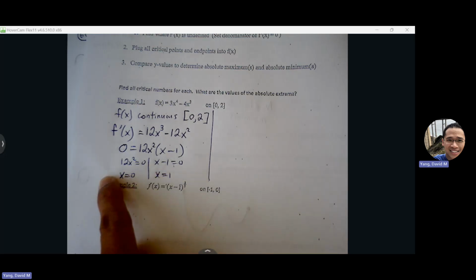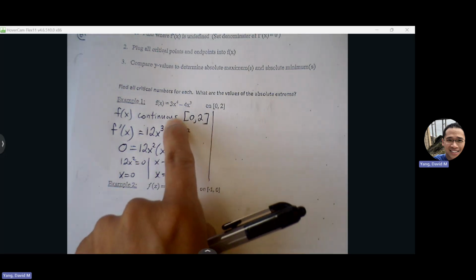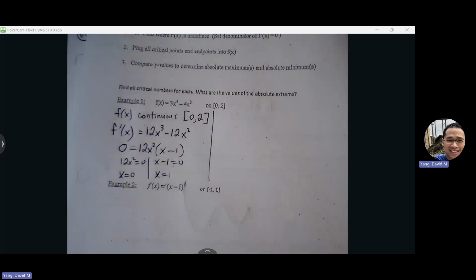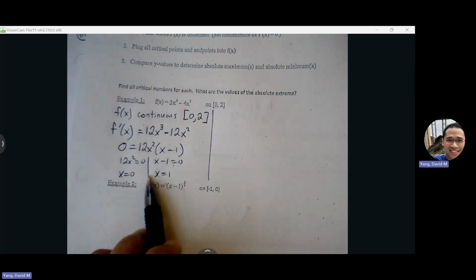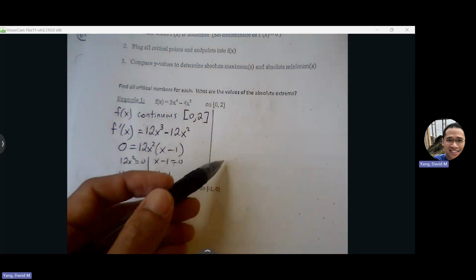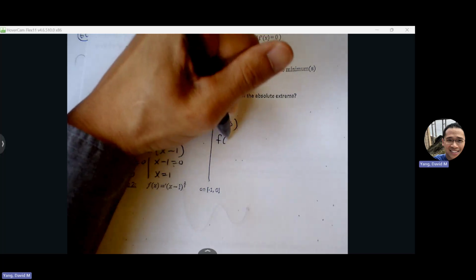But let's say -1 showed up. The -1 would not be tested because we only care about the interval. If it's beyond the endpoint, that is not part of our problem. Okay, so now we're going to be taking the endpoints and the unique critical point and inserting them into the function. And we just want to look at what the y values give us.